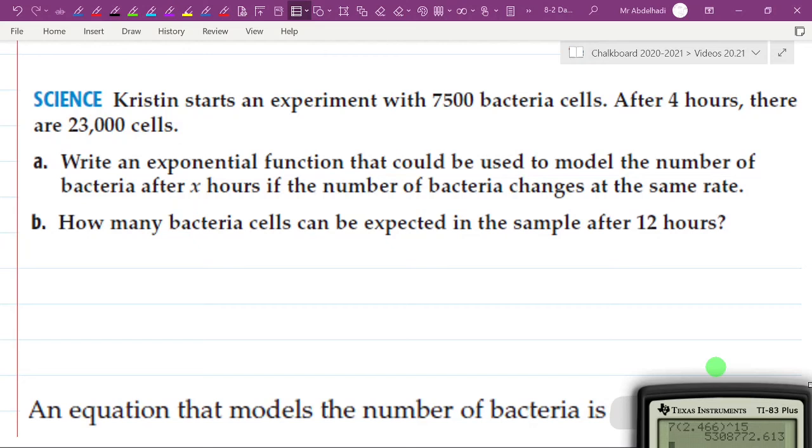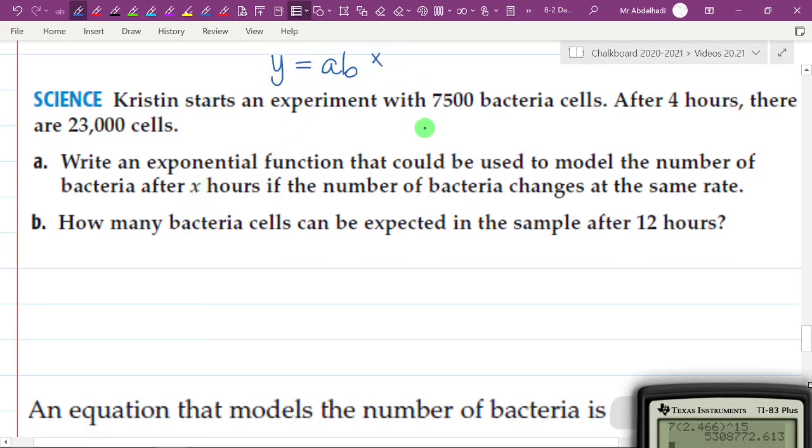Okay, and then the second one is how many bacteria can be expected after 12 hours. So let's just focus on A. We want to write the function. Like I told you in the previous example, what you need here is 2 points. If you have 2 points, you can find your y equals ab to the x function, right?